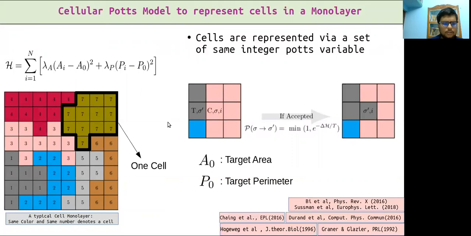And here the cells in this model evolve by stochastically updating one lattice site at a time, as you can see here, through Monte Carlo simulation via an effective energy functional H with an area and perimeter constraint. And A naught is the target area, and P naught is the target perimeter.